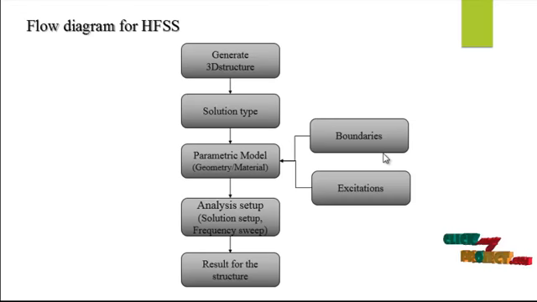For boundaries, here we use the perfect E, that is, the electric field is applied to the patch and the ground. Then for excitation, here we use the wave port and then the lumped port. We use the wave port excitation for the excitation of the process. For the analysis setup, here we use 1 to 12 GHz, generally calculating the radiation pattern and return loss for multiple frequencies of the process. So this is the overall flow diagram of the HFSS software.